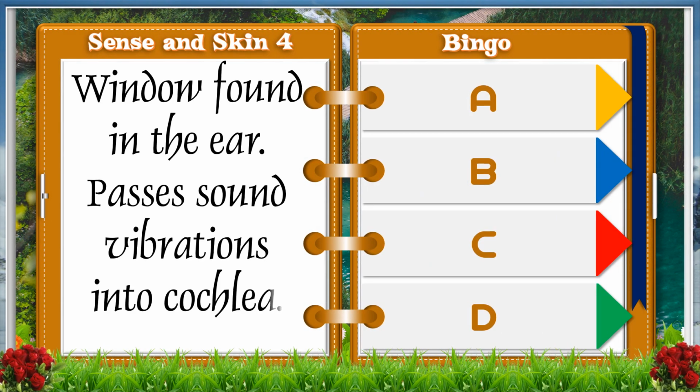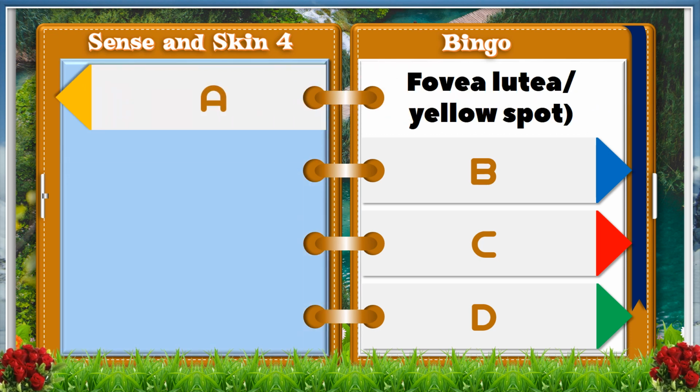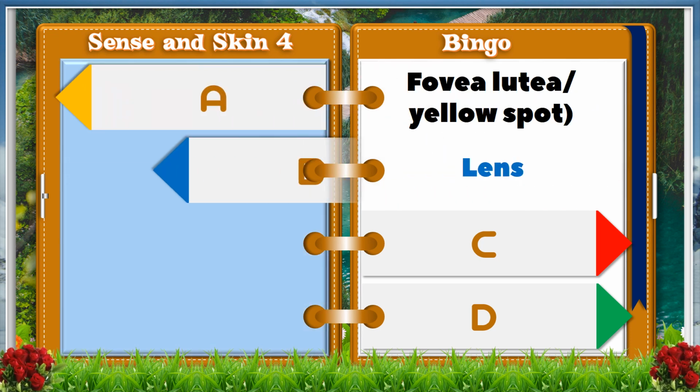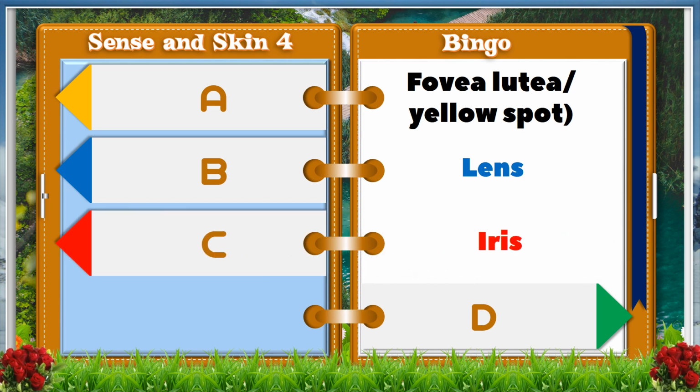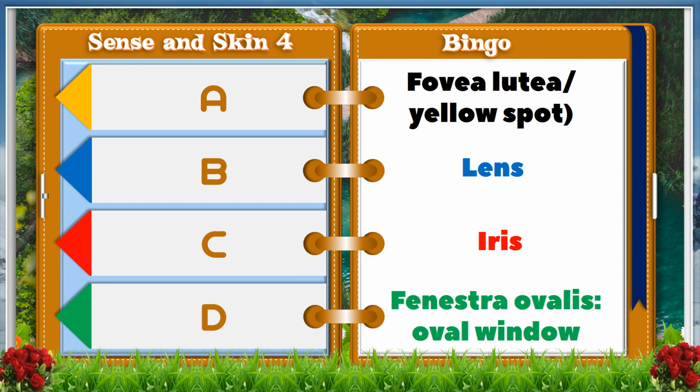Window found in the ear passes sound vibrations to cochlea. A. Fovea. B. Lens. C. Eyelash. D. Oval window. And the answer is D. Oval window.